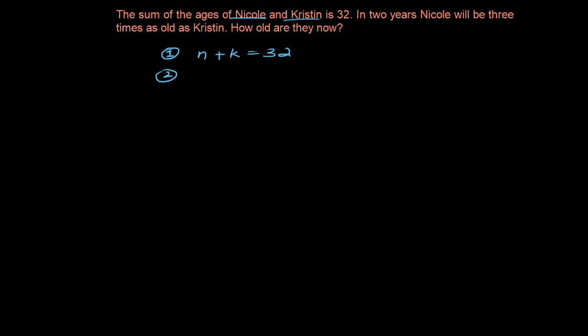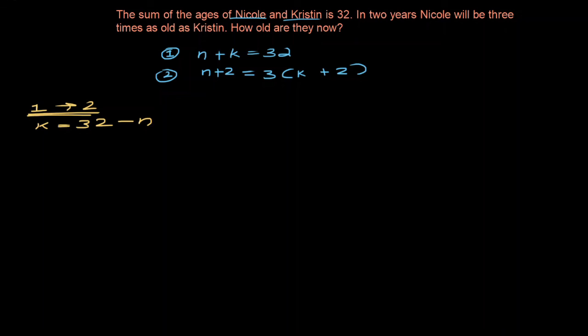In 2 years, Nicole will be 3 times as old as Kristen. So n plus 2, Nicole in 2 years, will be 3 times as old as Kristen in 2 years. So we can do this in any order we want to do it, but let's do it this way. Let's substitute 1 into 2. So first, we see that unlike the others, this one's not even organized. So for fun, let's just solve for Kristen. So k is equal to 32 minus n. All I did was move the n over.